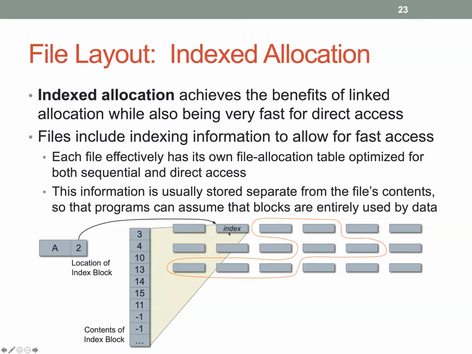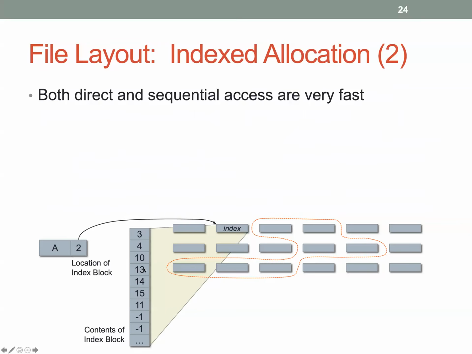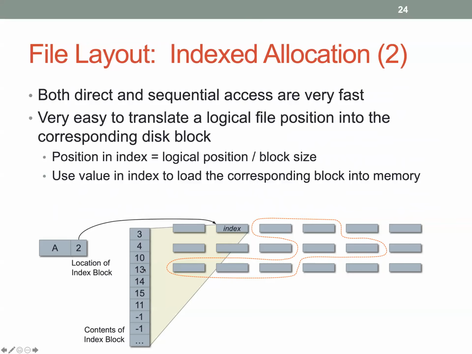And so maybe you've heard of this thing called an inode. That's the index block for the file. And so you can see here that the index block will say block 3, block 4, block 10, block 13. And it's basically saying these are the blocks in the file that comprise the file and the ordering that they appear in the file. Okay, so direct and sequential access are very fast.